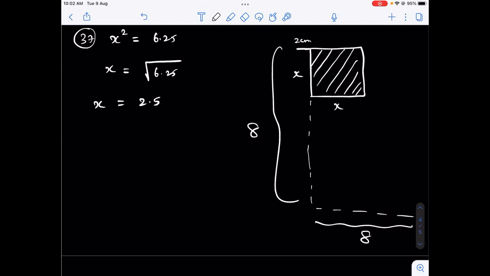X is 2.5 centimeter. So this is 2.5. Okay, so 2.5 into 8 is how much? The smaller square side is 8. 2.5 centimeter, right? So 2.5 into 8 is 20 centimeter. Is this the answer? But they asked the length of one side, no?